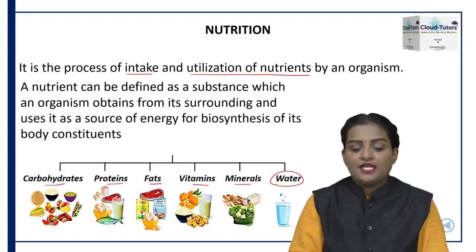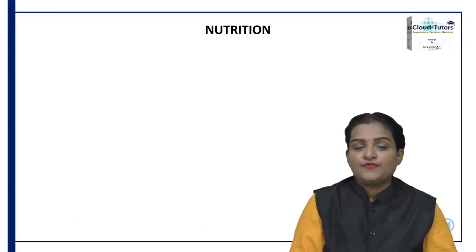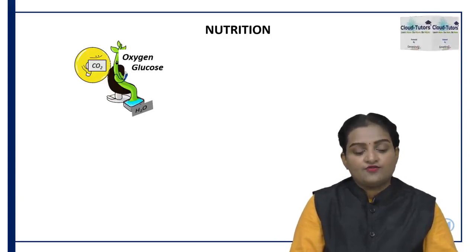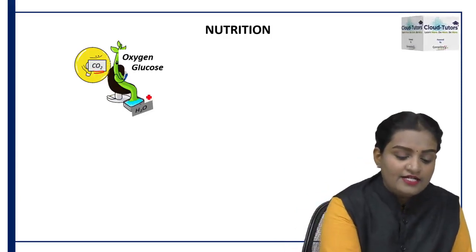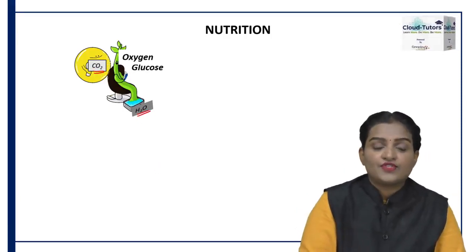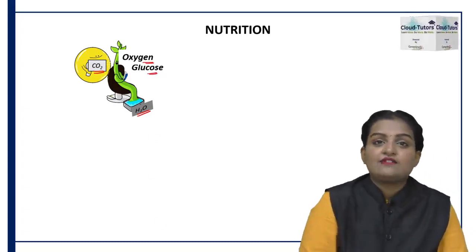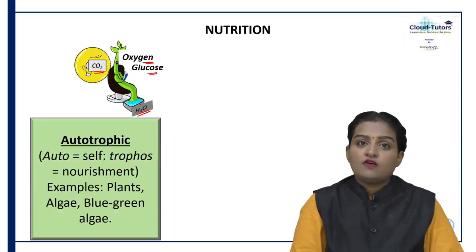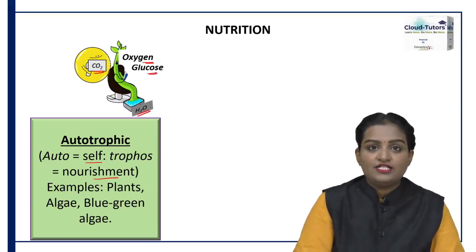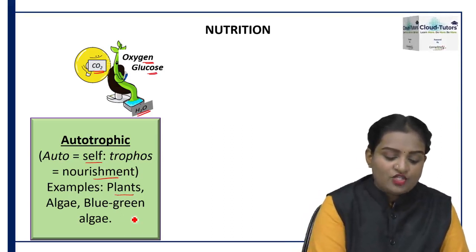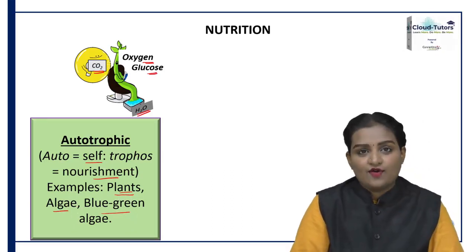the water. Now if you see, nutrition can be classified into two types. One is autotrophic nutrition, where a plant utilizes carbon dioxide and water, and in the presence of sunlight and chlorophyll, it will synthesize glucose and release oxygen. So autotrophic nutrition can be called self-nourishment. Examples of organisms are plants, algae, blue-green algae and so on.